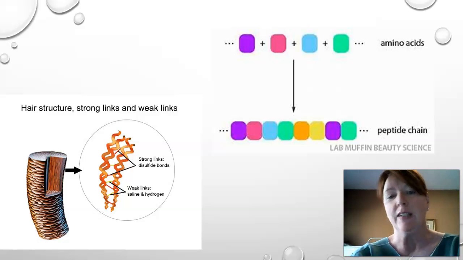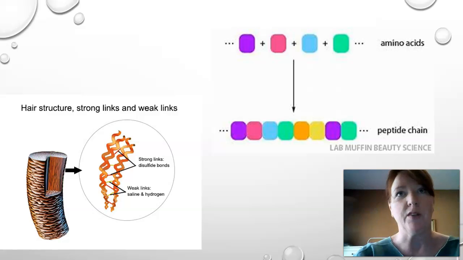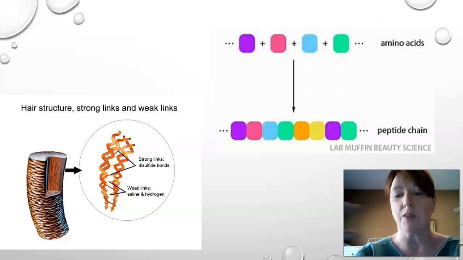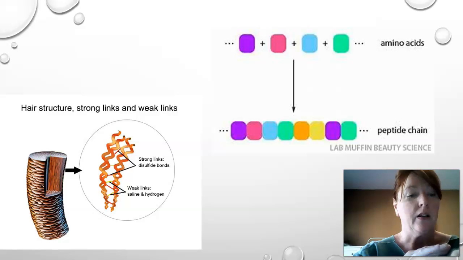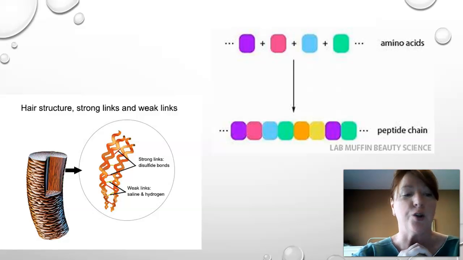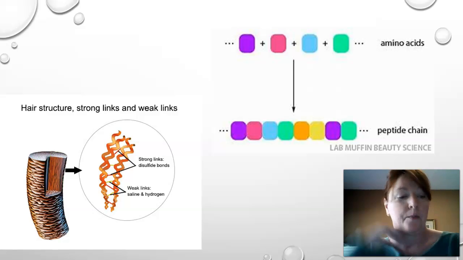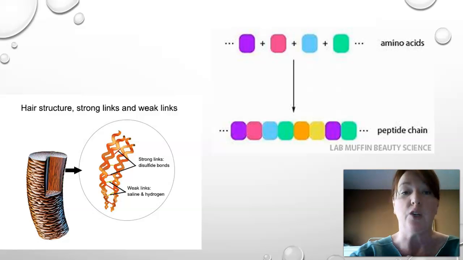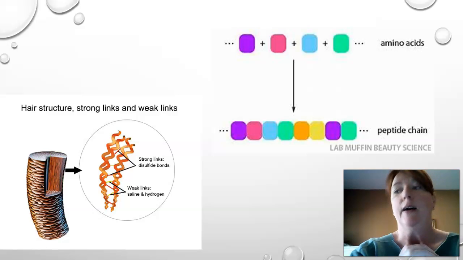So the amino acids are like a bunch of different elements together. So it's plus, plus, plus, plus, and then they create the peptide chain. And on the left, the hair structure, strong links and weak links. Basically, they're in the cortex layer of the hair. The strong links are the disulfide bonds, which can only be changed with chemicals, and then the weak links, which are the salt and the hydrogen bonds, can actually be changed with wet setting or heat setting.